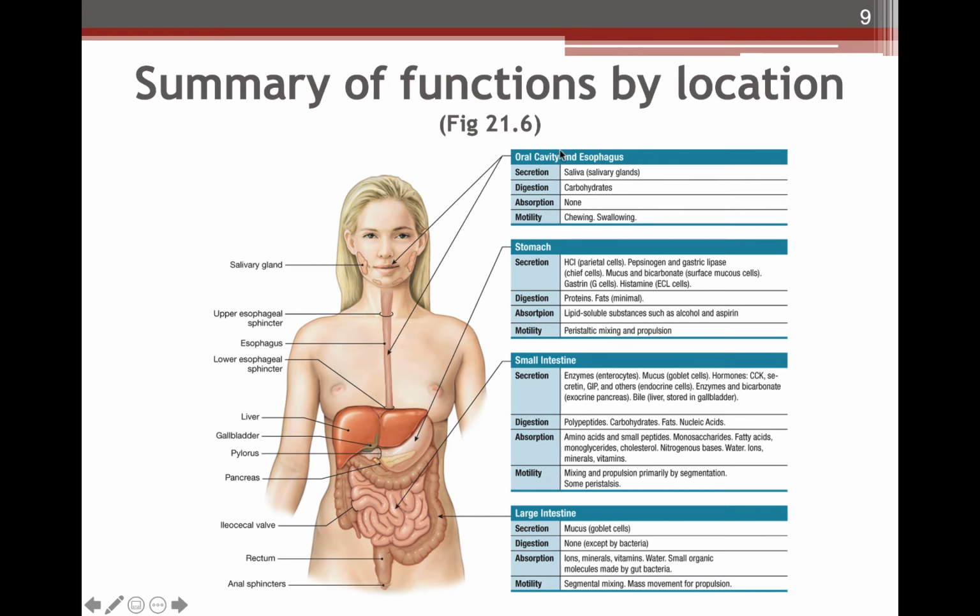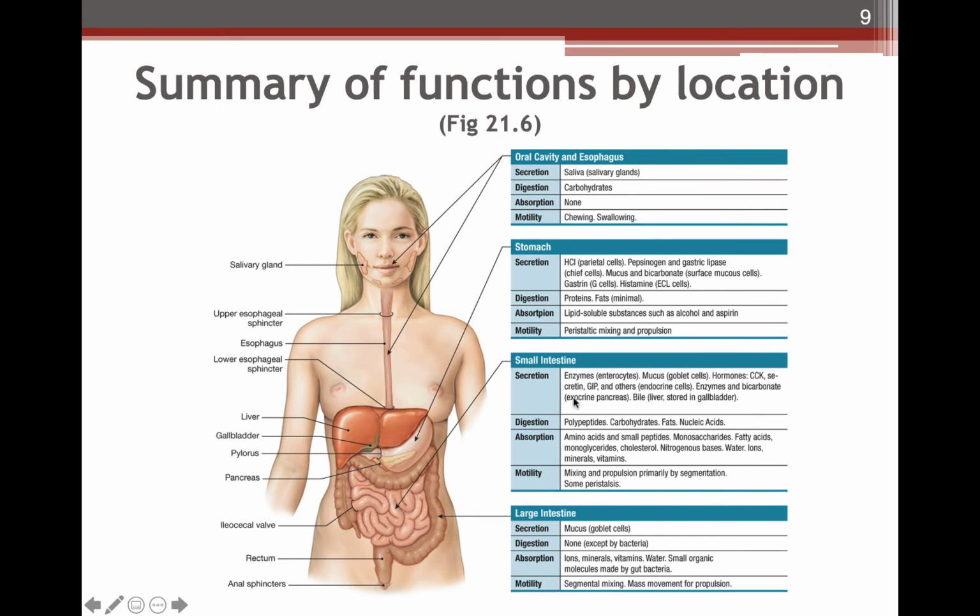This figure takes pretty much the same approach that I'm going to take. We're going to start up in the mouth and then follow the food down the esophagus. We're going to talk about what happens in the oral cavity in terms of secretion, digestion, absorption, and motility. And then we'll move on to the stomach. Things get pretty complicated down there, but we'll hit all of those different points as well.